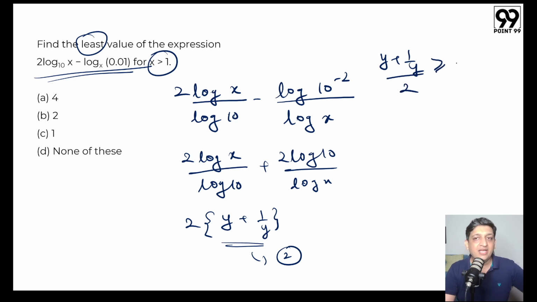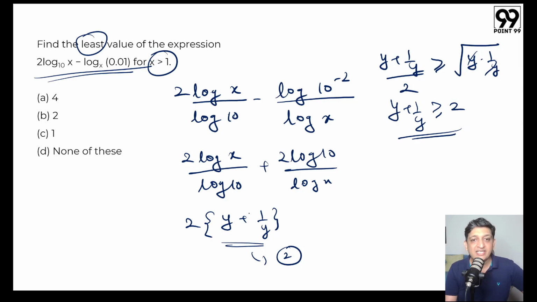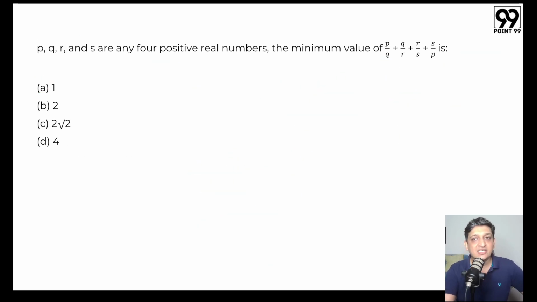So y plus 1 by y will be greater than or equal to the square root of y into 1 by y. So we will be able to say that y plus 1 by y is going to be greater than or equal to 2. So the least value that can be taken by this is going to be 2. So the least value of the expression is going to be 2 times 2, that is 4. So the correct answer here is option A, that is 4. Let's have a look at this particular question now.